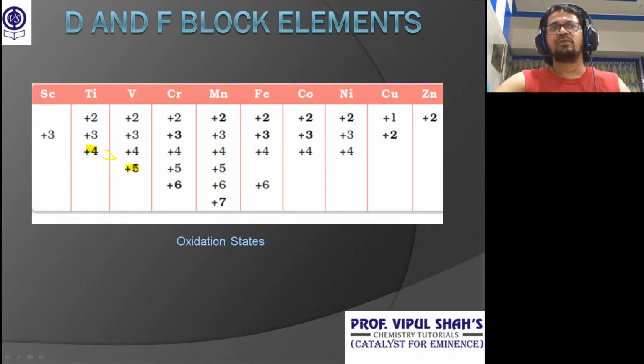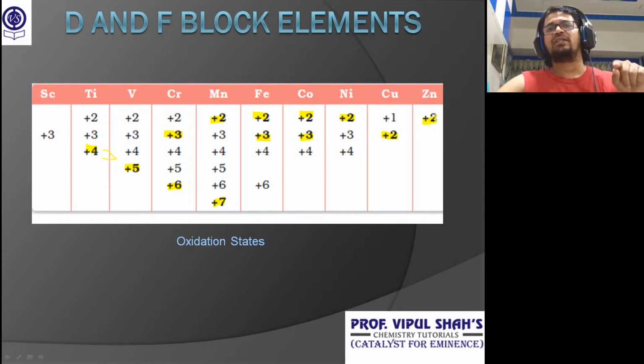Vanadium is more stable in its +5 state. Chromium stability is more in its +3 and +6 oxidation states. Manganese is in +2 and +7. Iron, we all know, is ferrous and ferric, that's +2 and +3. Cobalt is in +2 and +3 again, that's cobaltous and cobaltic. Lower is -ous, higher is -ic. Nickel shows more stability in +2. Copper has more stability in +2, that's cupric, and zinc has only one state, that's +2.